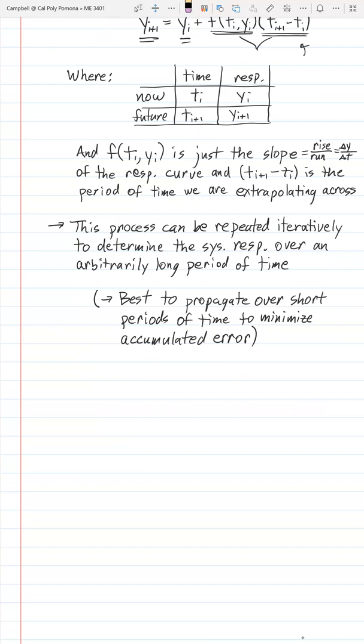additionally, because this method, well, let's just say, has trouble with error propagation.